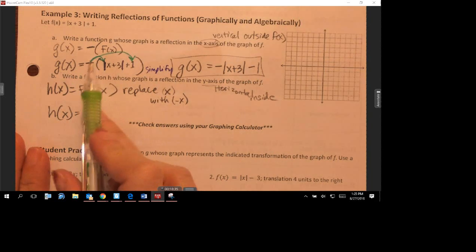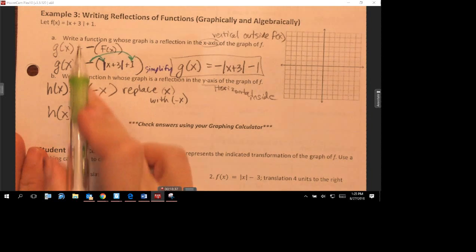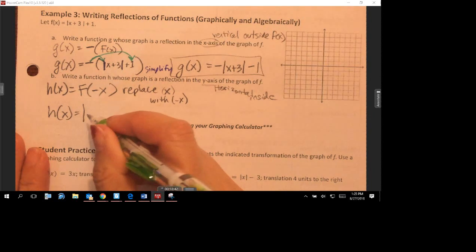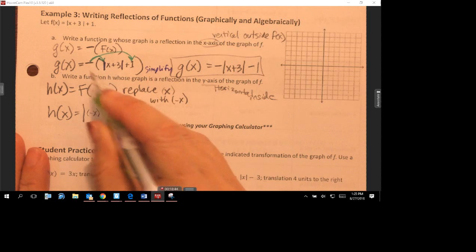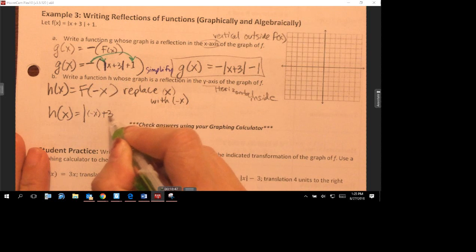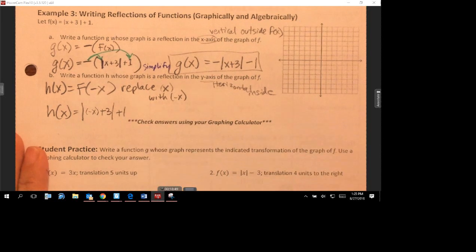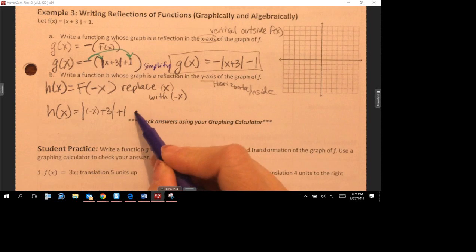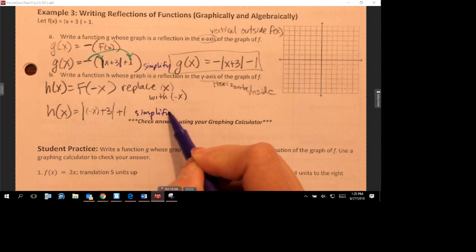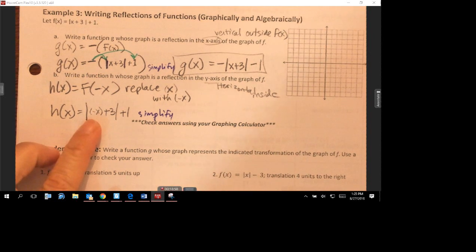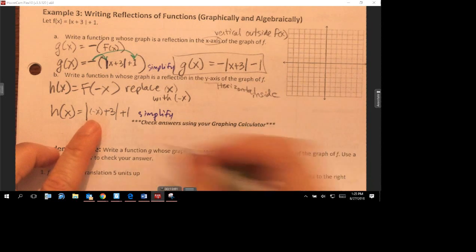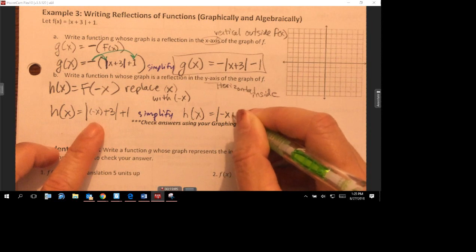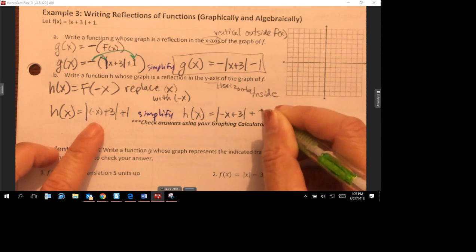So I'll start writing the equation. The equation is absolute value. Oh, and there's an x. What do I replace that x with? Negative x. Then we have plus 3. Close the absolute value, then plus 1. If I can simplify it, I'm going to. And for simplifying this, I don't really need the parentheses. So I'm just going to have h of x equals absolute value, negative x plus 3, and then plus 1.